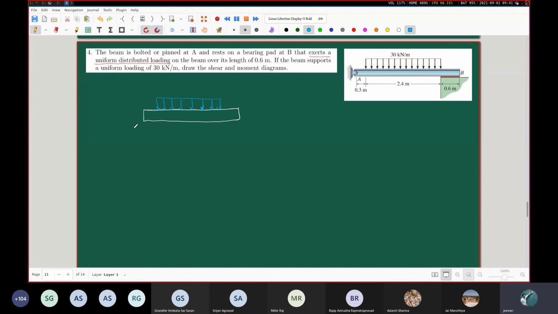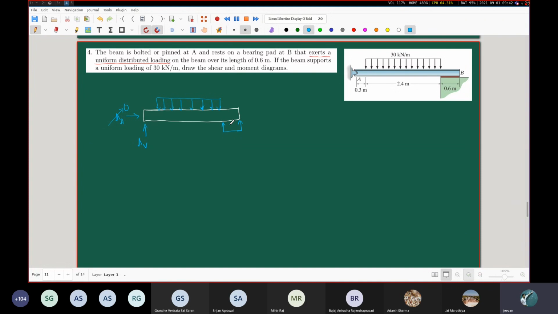At the left end, at A, what should be there? Horizontal and vertical reaction components. Of course, the H is going to be equal to 0. What should this thing be? From this bearing, a uniformly distributed load pointing upward. That is the distributed load that has been mentioned to us, right?